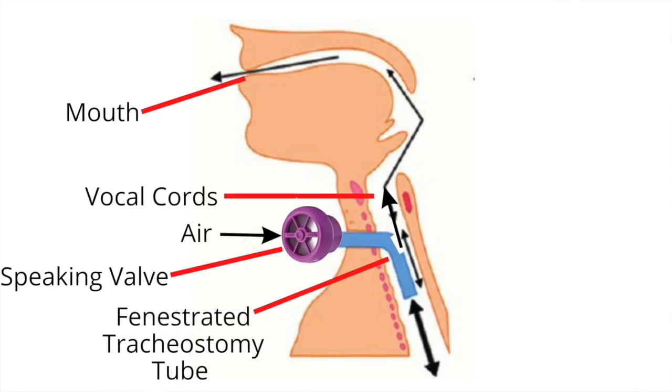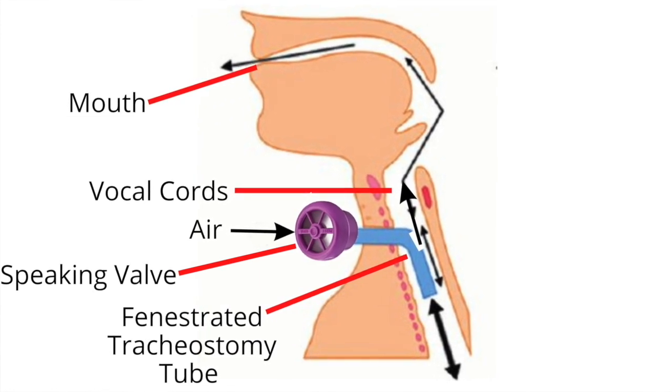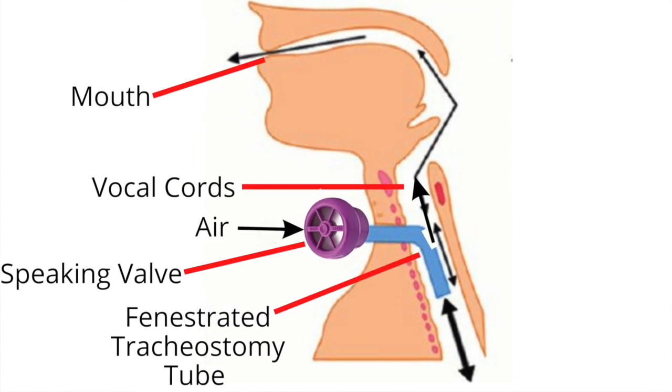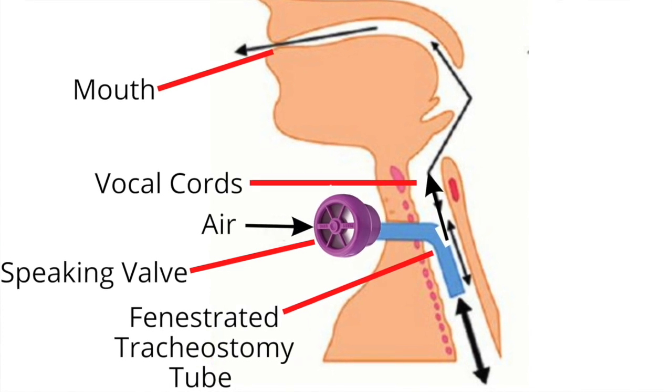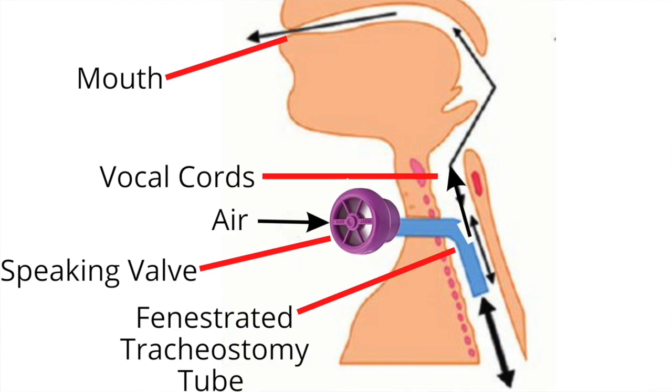A fenestrated tracheostomy tube may also be used when a speaking valve is needed. The holes in the fenestrated tracheostomy tube allow for more air to be pushed up the airway and through the vocal cords. This will help the person produce speech.